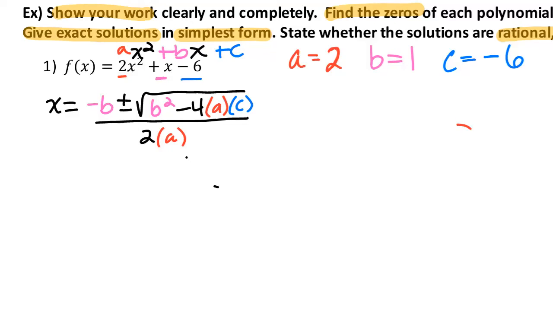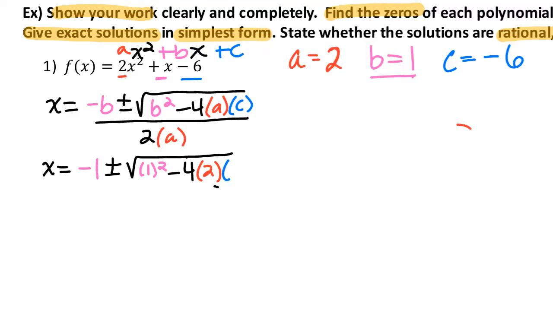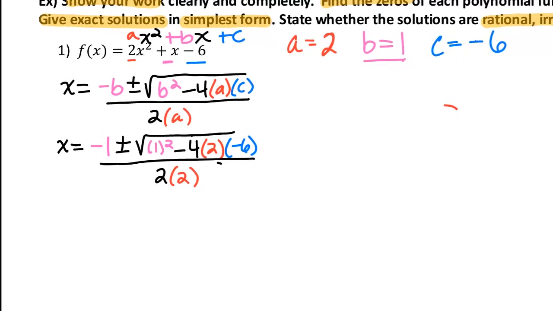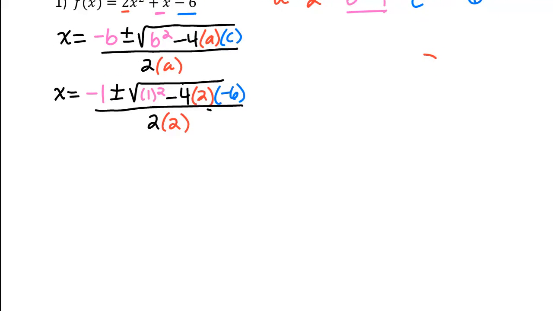Okay, so I'm going to plug in, I got x is equal to the opposite of b. My b is positive, so I change it to negative 1 plus or minus the square root of my b, which is 1. So 1 squared minus 4 times a, which is 2, times c, which is negative 6, all over 2 times a, which is 2. That's everything plugged into the formula. And then we have to basically just simplify, okay?